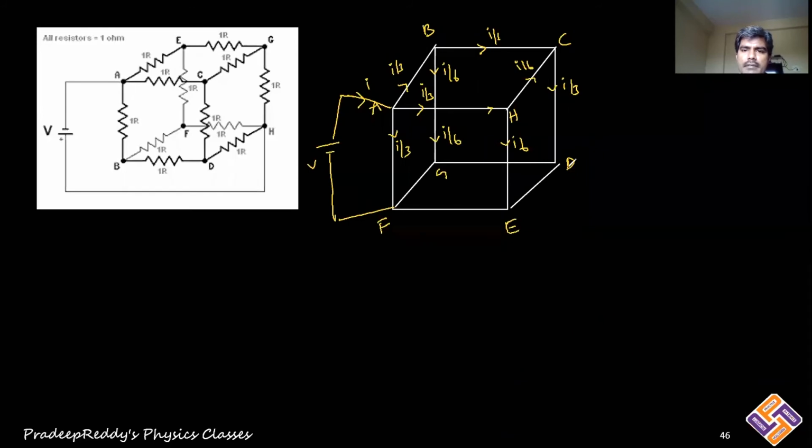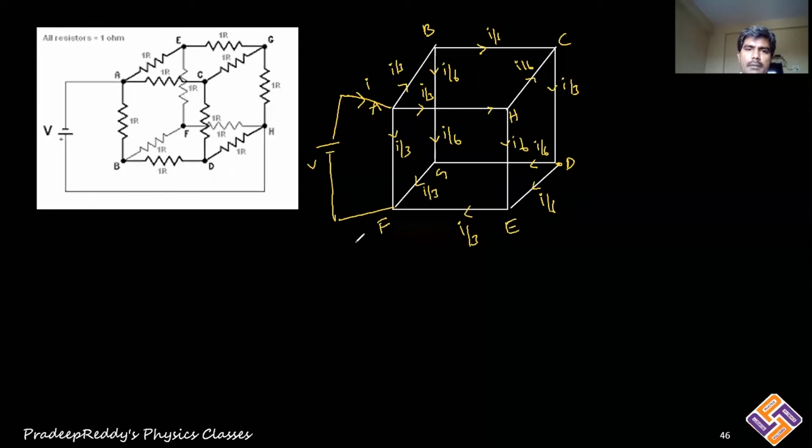And this I by 3, which is coming to D, gets divided into 2 parts: I by 6 and I by 6. Okay. I by 6 coming here becomes I by 3. I by 6 from D to G and B to G, and D to G, I by 6 joins to become I by 3. Okay. So finally, all the current values are known.